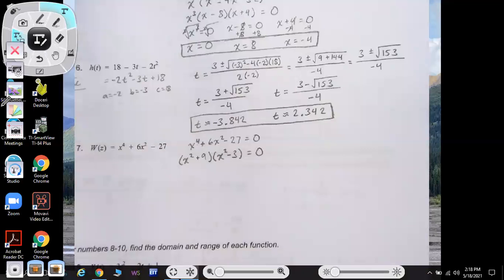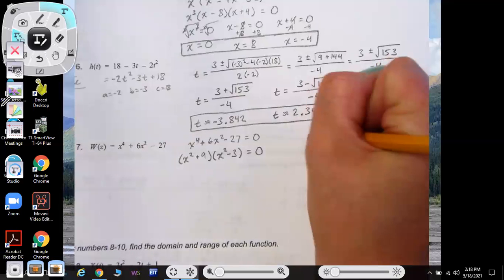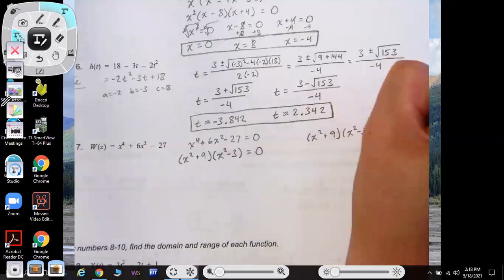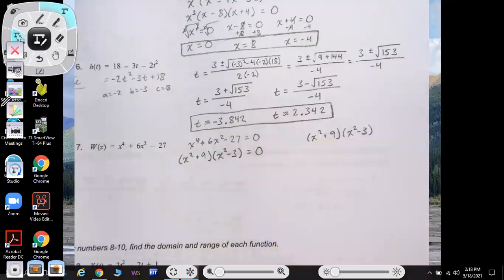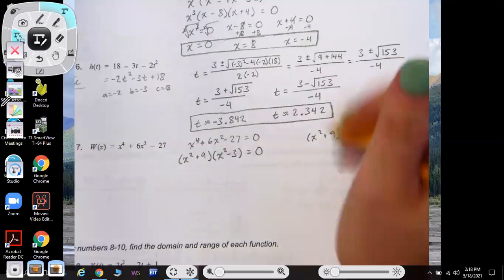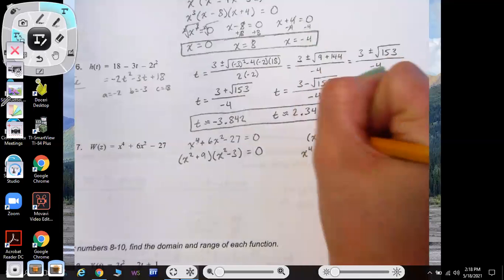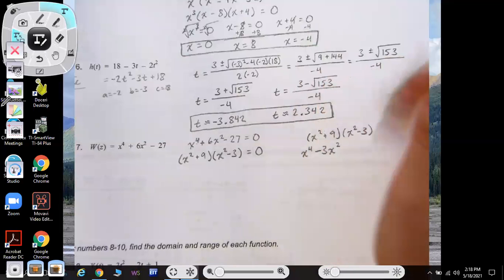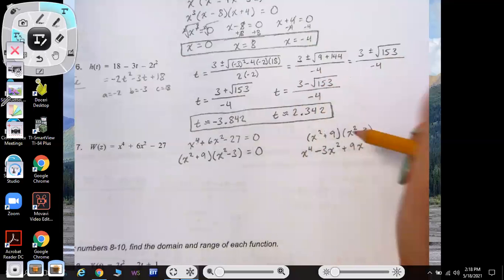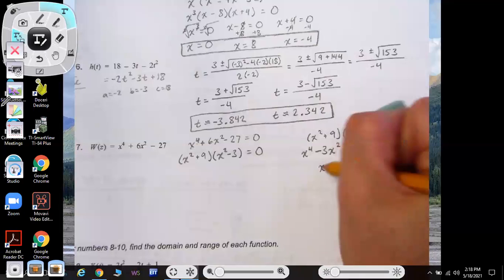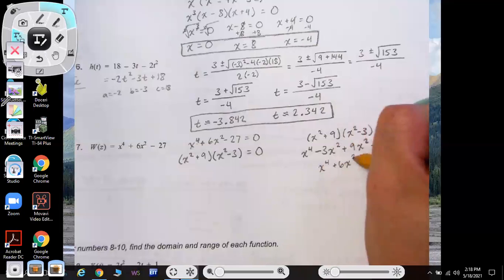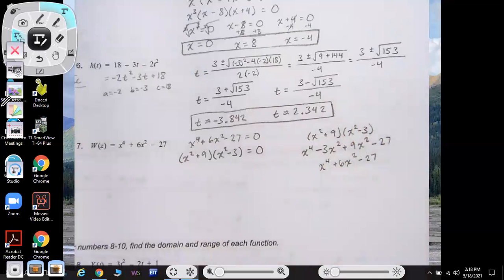If you want to check and make sure that you've done this part correctly, start with your 2 sets of parentheses and use FOIL to multiply these back out and make sure that you end up with the function you started with. So x squared times x squared is x to the 4th. X squared times negative 3 is negative 3x squared. 9 times x squared is positive 9x squared. And positive 9 times negative 3 is negative 27. Combine like terms and we get x to the 4th plus 6x squared minus 27. So we did factor correctly.